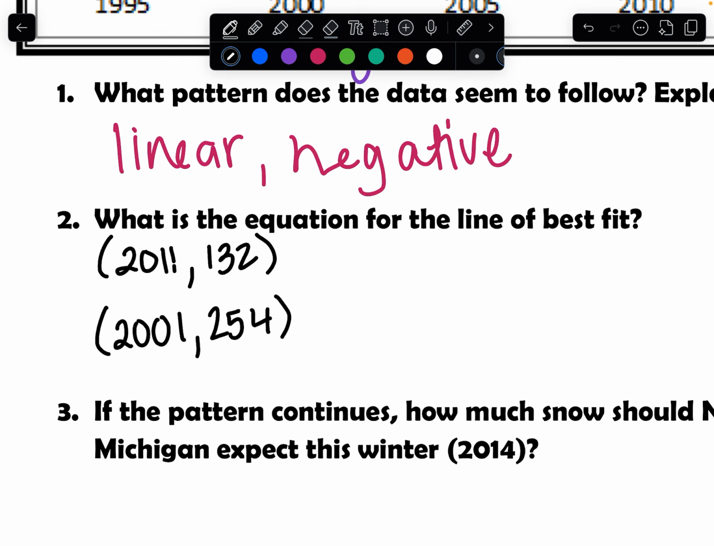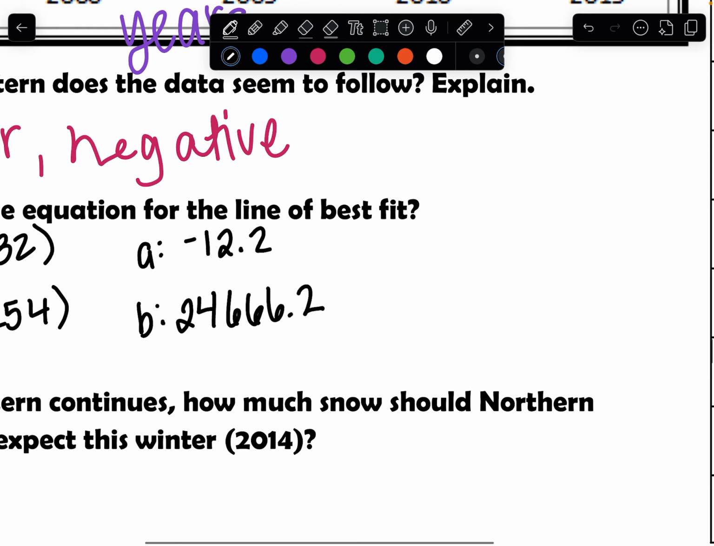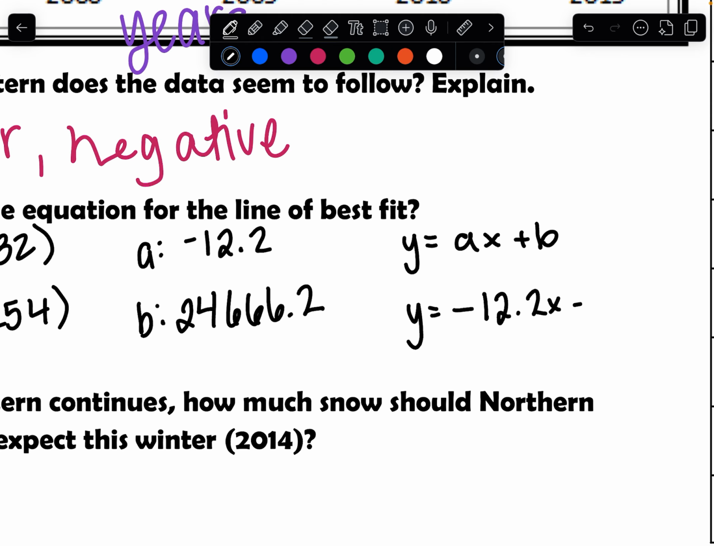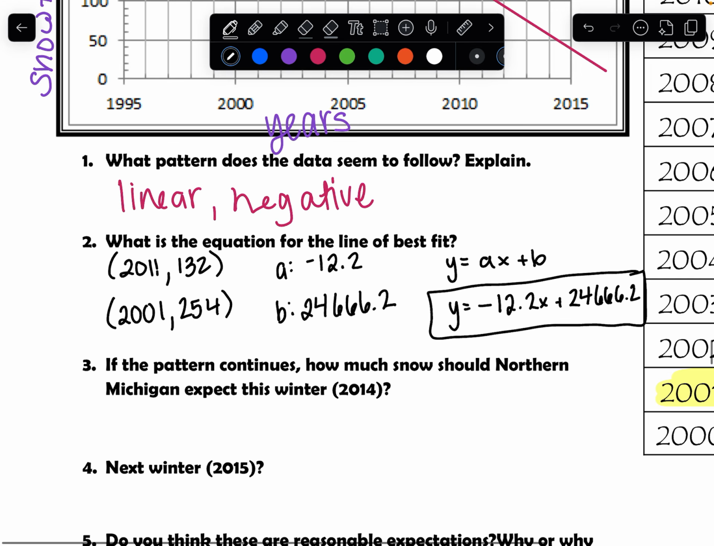we would use our calculator, which is going to be in a different video. We would get an A value that is negative 12.2 and a B value, which is 24,666.2. Once we have those, we can plug it into y equals ax plus b, our slope-intercept form. So y equals negative 12.2x plus 24,666.2. That is our line of best fit using our calculator.